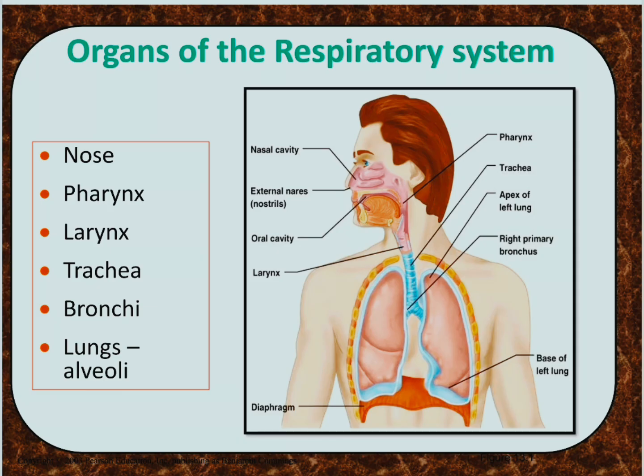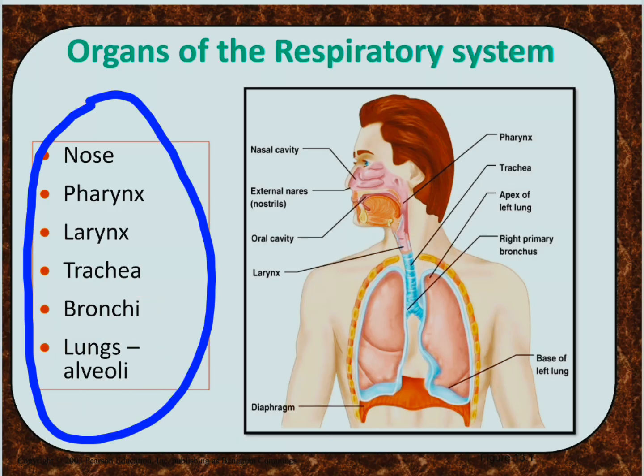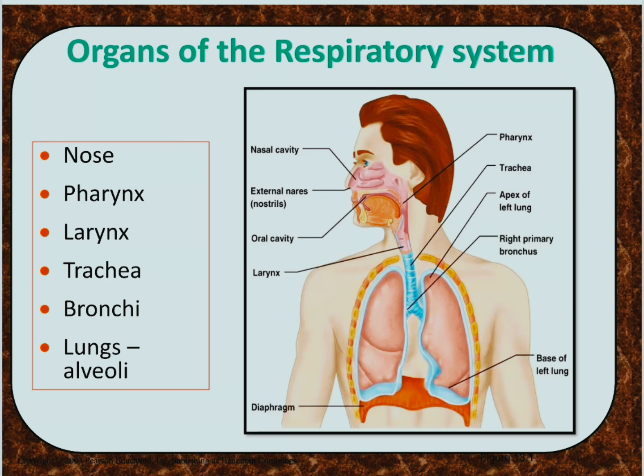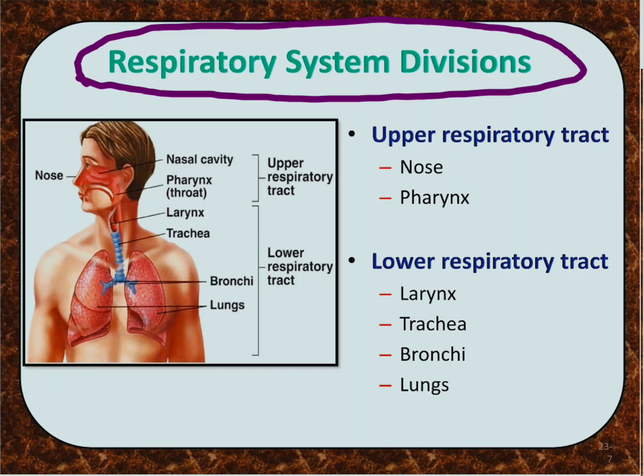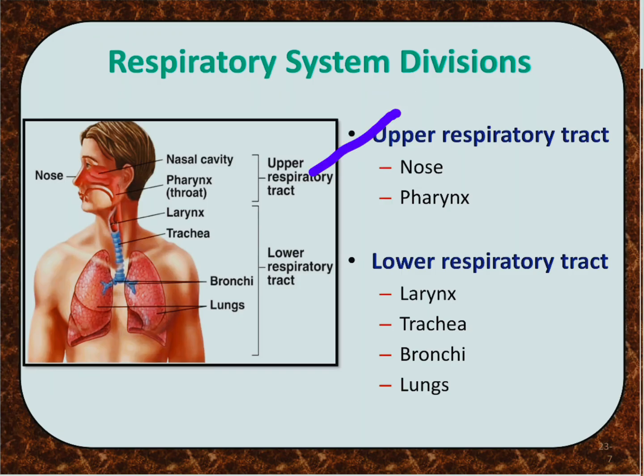Next are the organs of the respiratory system: nose, pharynx, larynx, trachea, bronchi, lungs and alveoli. Beside that there is a respiratory system diagram. The respiratory system is divided into two parts: the upper respiratory tract and the lower respiratory tract. The upper respiratory tract contains the nose and pharynx, and the lower respiratory tract contains the larynx, trachea, bronchi and the lungs.